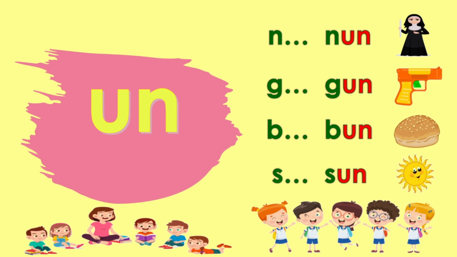G, U, N, gun. B, U, N, bun. S, U, N, sun. Shall we repeat again? N, U, N, nun. G, U, N, gun. B, U, N, bun. S, U, N, sun. These are UN words.